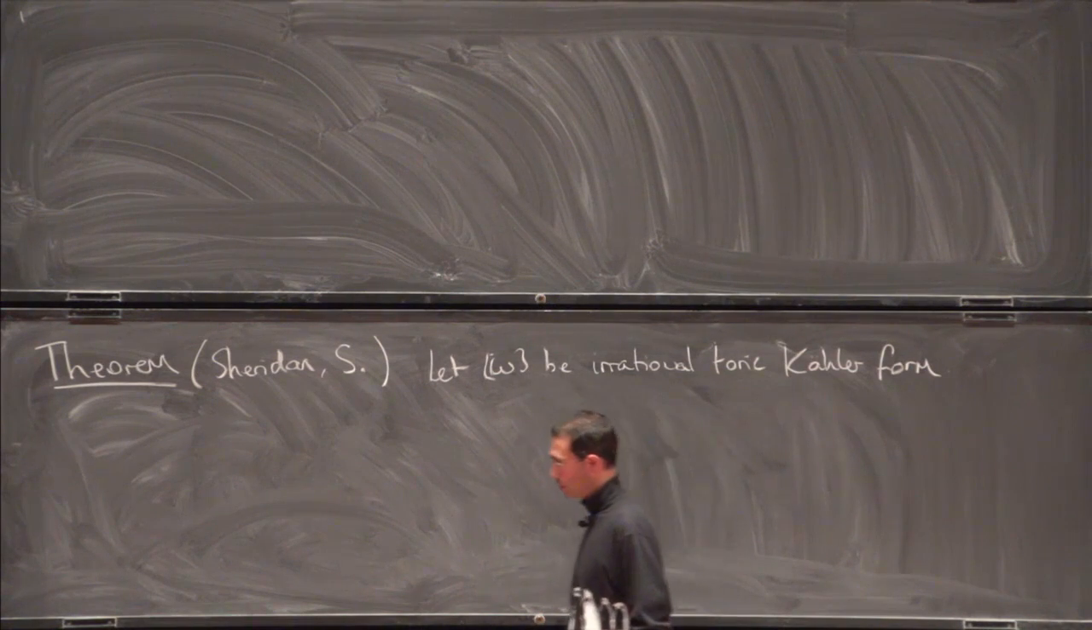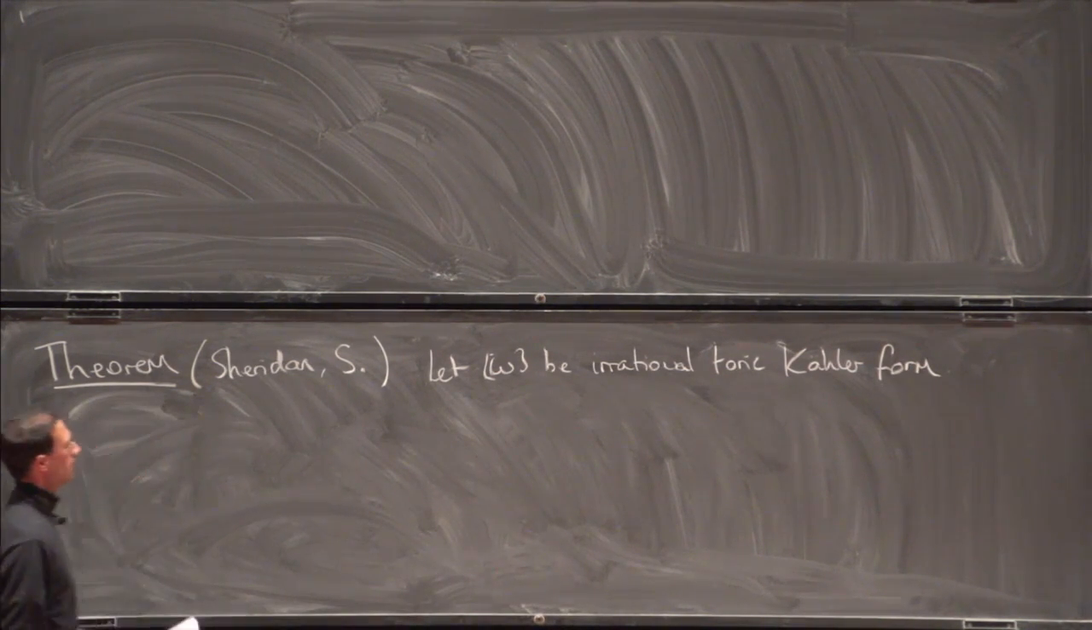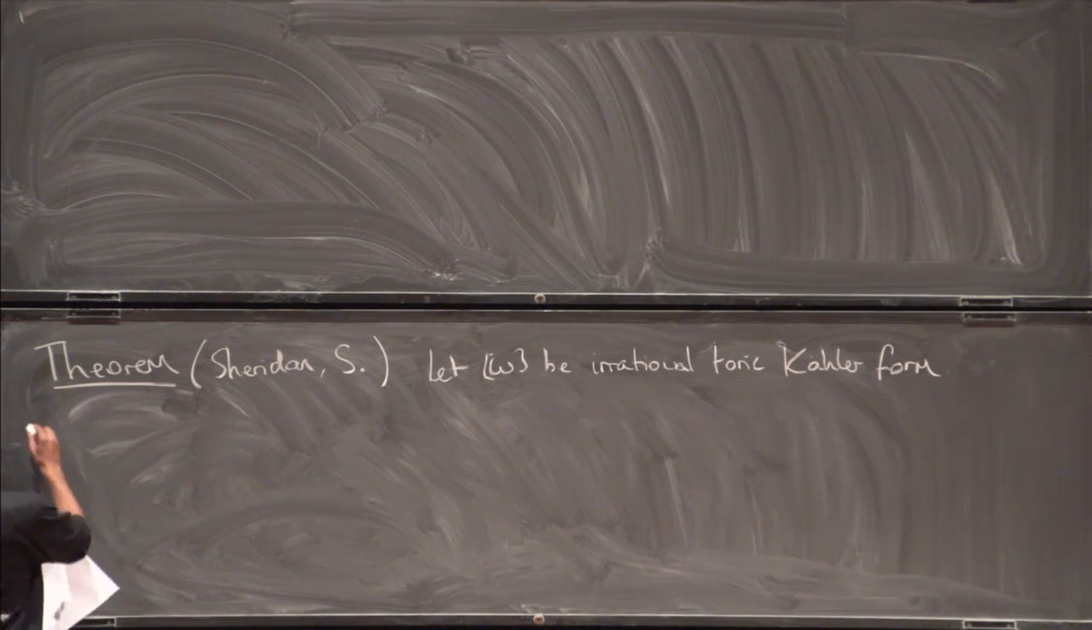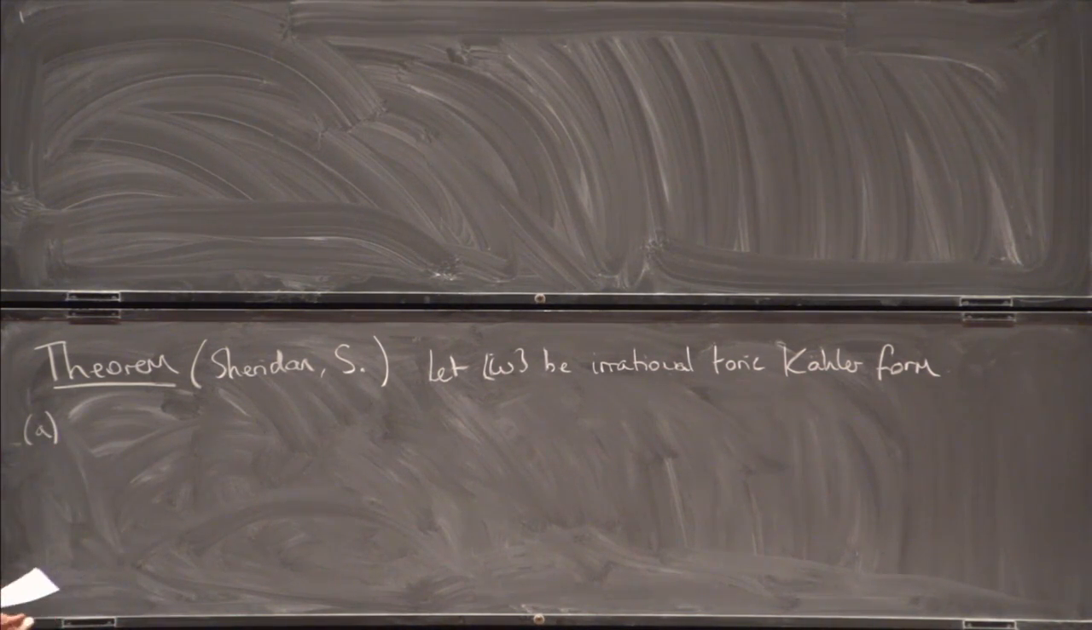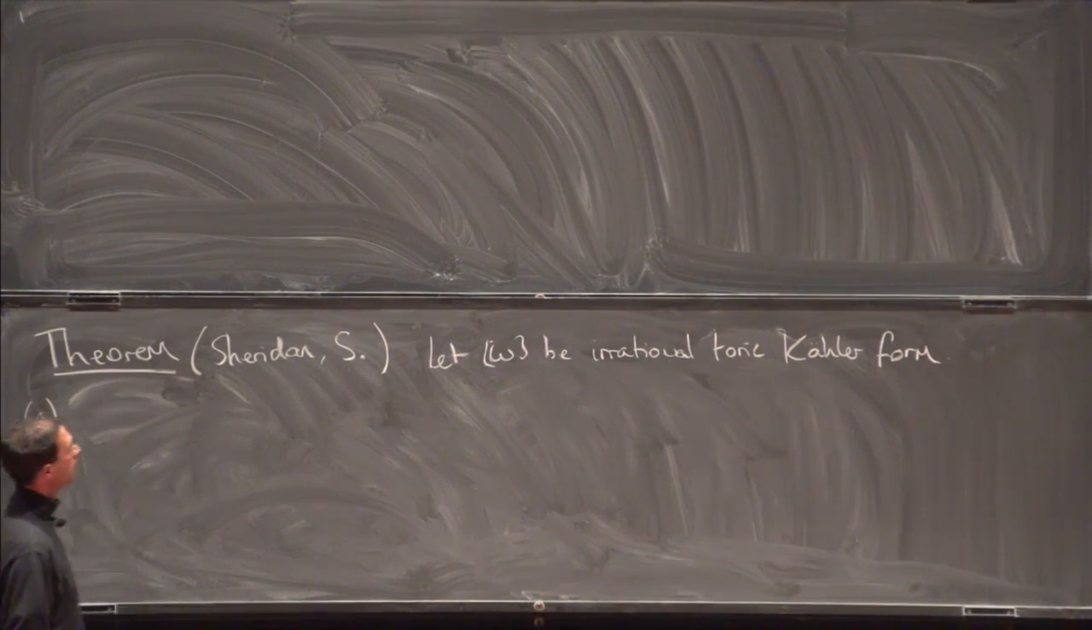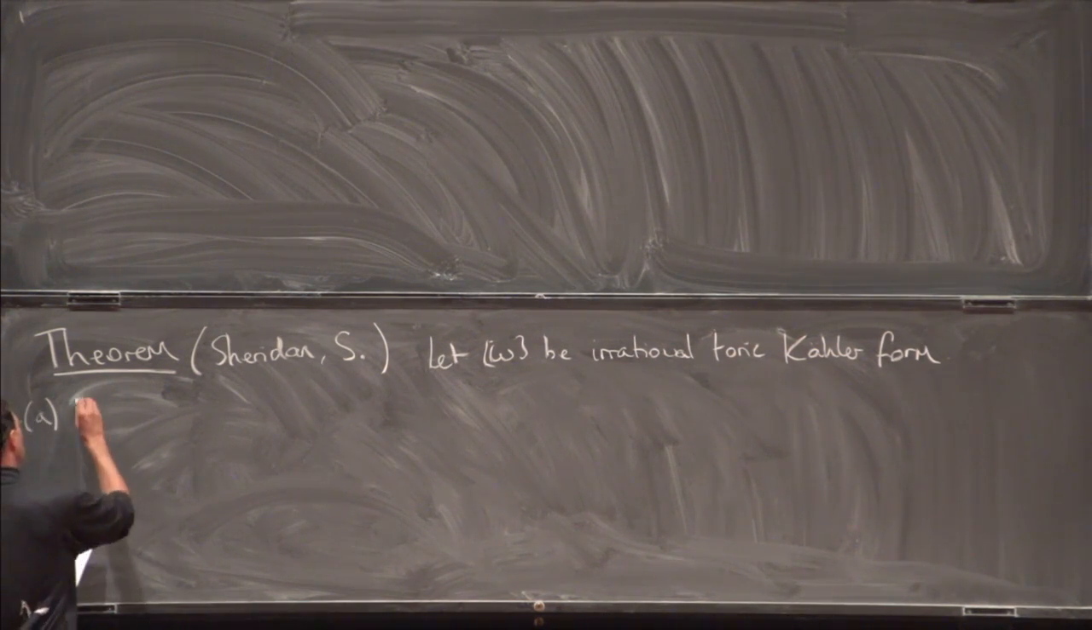So it seems to be a day for talking about irrationality. So let omega be an irrational toric Kähler form in the sense that the coefficients of omega written in this set of 19 divisors are linearly independent over Q. So then we have three statements about the symplectic topology of the K3 surface X equipped with this particular irrational toric Kähler form.